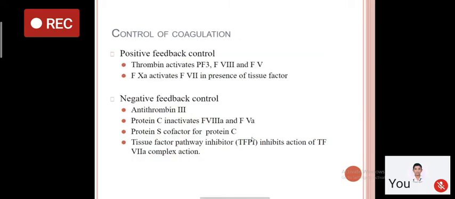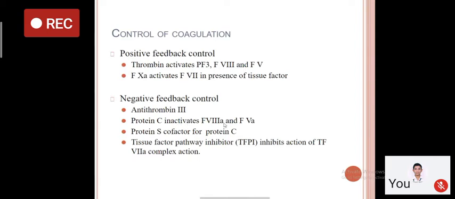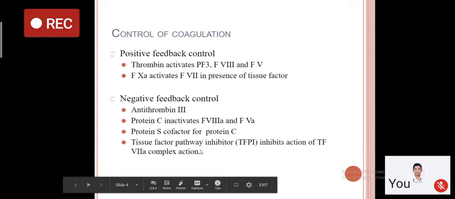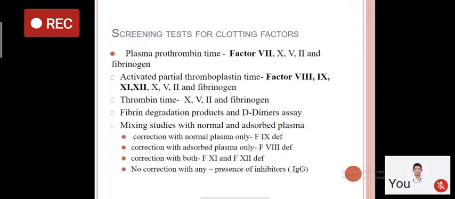Then negative feedback control is by various proteins which are secreted from the liver. This is antithrombin 3, protein C, which inactivates factor 8 and the activated factor 5, and protein S, which acts as a cofactor for protein C. Patients who have protein C or protein S deficiency have hypercoagulable states. The tissue factor pathway inhibitor, which inhibits the action of the tissue factor 7A complex, also acts as a negative feedback control for the coagulation cascade.